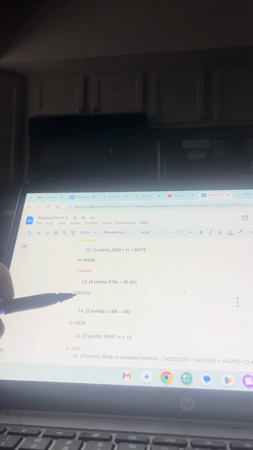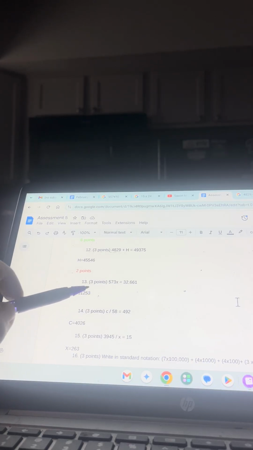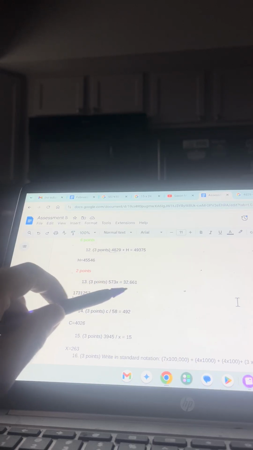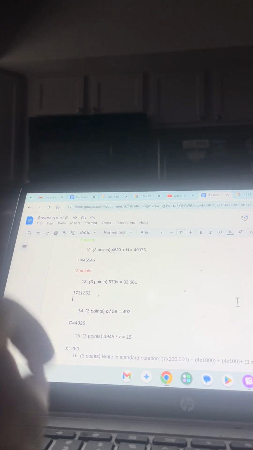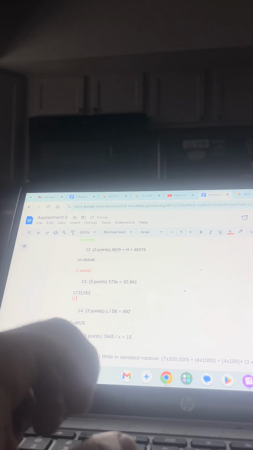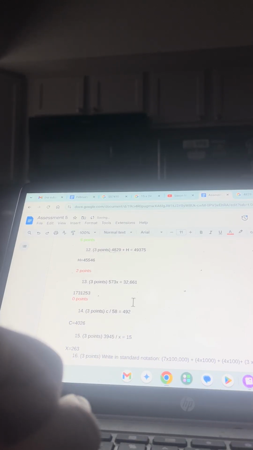And you should be able to see in your head this is definitely not a true statement. There's just no way. You got a huge number multiplied by another positive number. You can't get a smaller number from that. And if you punch 1,731,253 times 573 in a calculator, you're not going to get 32,661. So unfortunately, you get 0 points for this problem. But feel free to talk to me if you want to go over it. I just explained what you should have done. You should have divided both sides by 573.